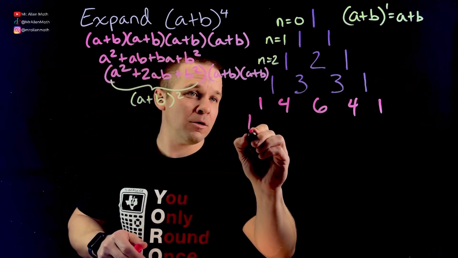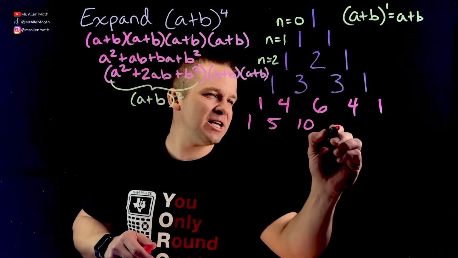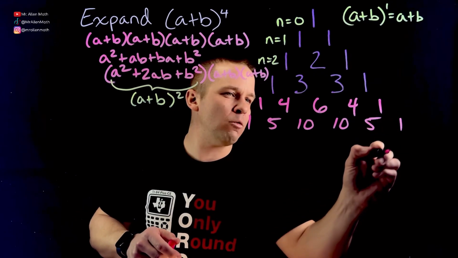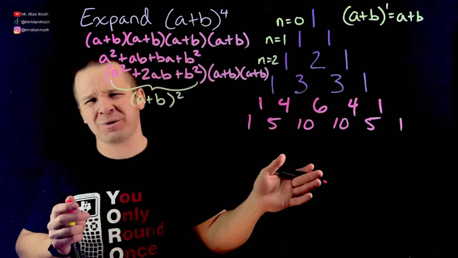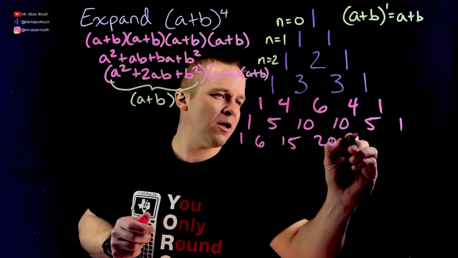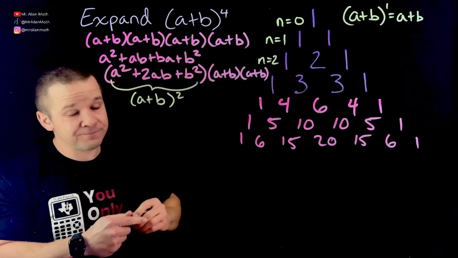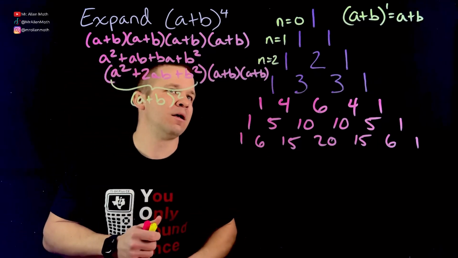Then 1 plus 4 is 5. 4 plus 6 is 10. 6 plus 4 is 10. 5 and 1. Let's do one more just for fun. 1, 6, 15, 20, 15, 6, and 1. Dang. That's dope. All right.